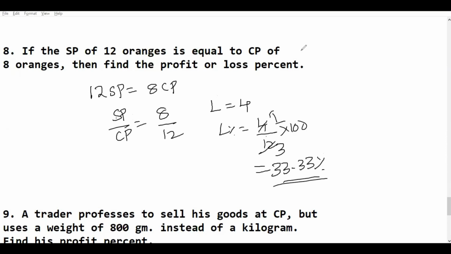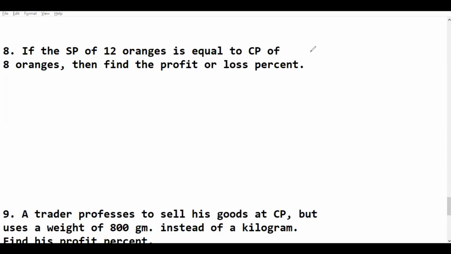But the point is, if you are doing it like this, it will take a lot of time to calculate. What is the best way to solve? I told you: SP of 12 oranges equals CP of 8 oranges. Guys, listen. There are 12 oranges. He sold all the 12, but he is getting only the cost price of 8 oranges.